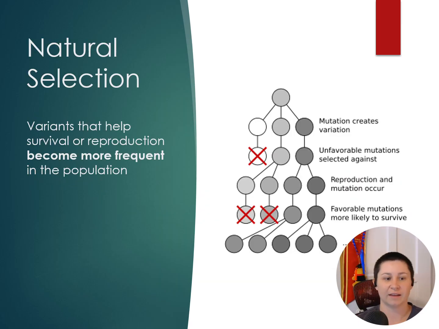Variants that help survival or reproduction become more frequent in the population. So if a mutation creates a variation, then unfavorable mutations would be selected against. If an organism has an undesirable trait, then it is not going to reproduce as much as organisms that do have desirable traits.